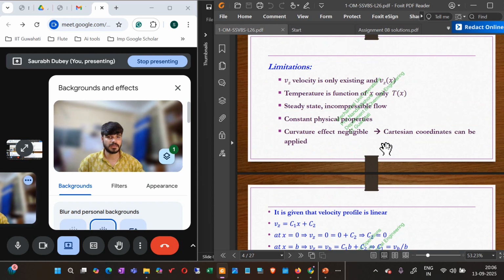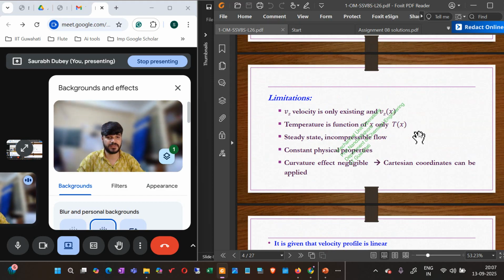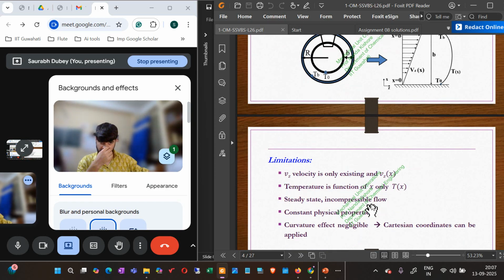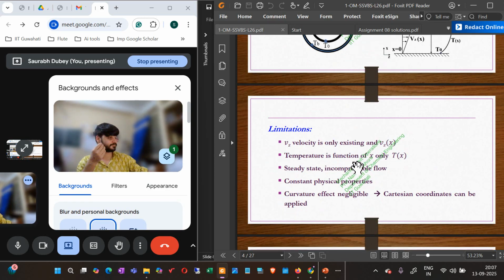So now the limitation is that only vz velocity exists, and vz is a function of x. This is the x direction, this is the z direction. So you see that along b you are considering x; even though it is cylindrical, this particular region you are taking to be Cartesian, right?